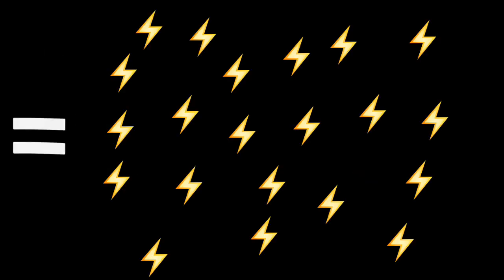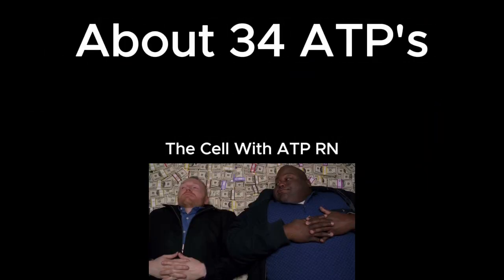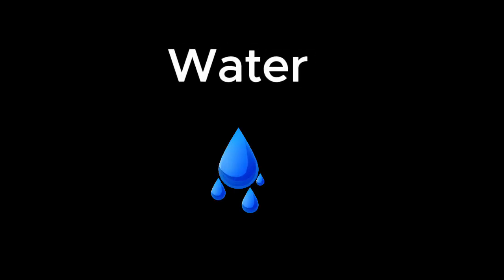The last process in cellular respiration is the electron transport chain. The electron transport chain is referred to as the ETC. The ETC requires oxygen and the energy from NADH and FADH2. It is used in the generation of a lot of ATP. Approximately 34 ATP molecules are produced. Additionally, water is a byproduct.